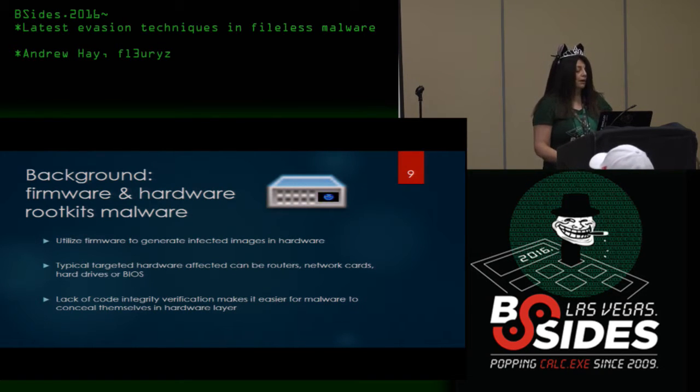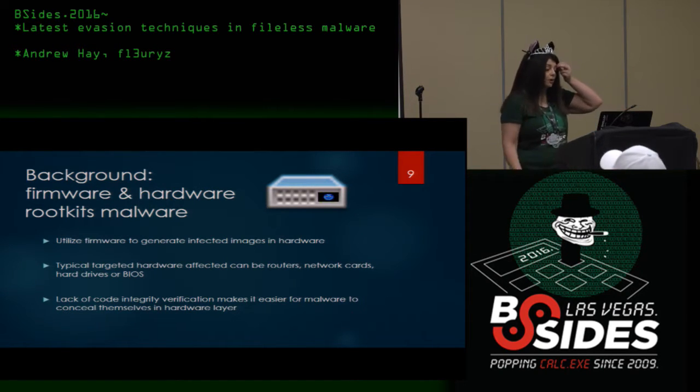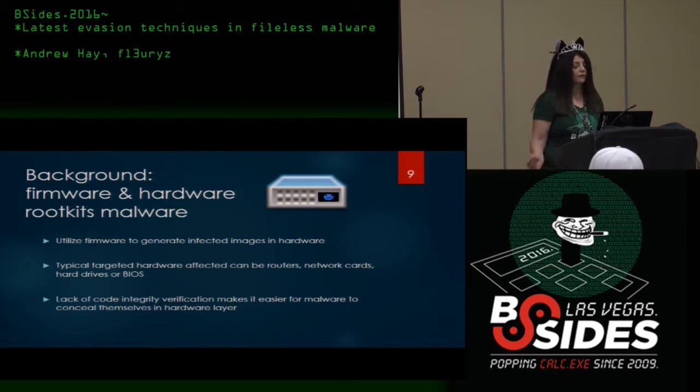The next way to hide is in the firmware and hardware via rootkit malware. They utilize firmware to generate an infected image in hardware. Typical targeted hardware can be routers, network cards, hard drives, or even the BIOS. The problem is that there's not enough integrity verification in that layer to be able to detect them easily. So it's great ground for malware to conceal themselves.